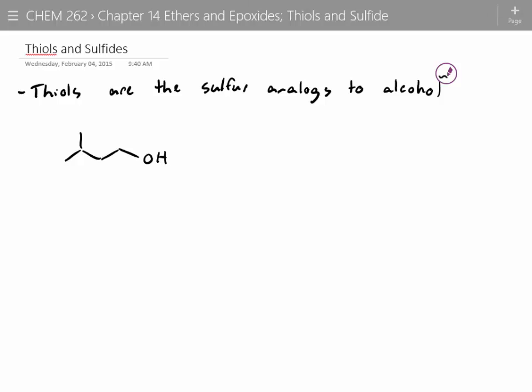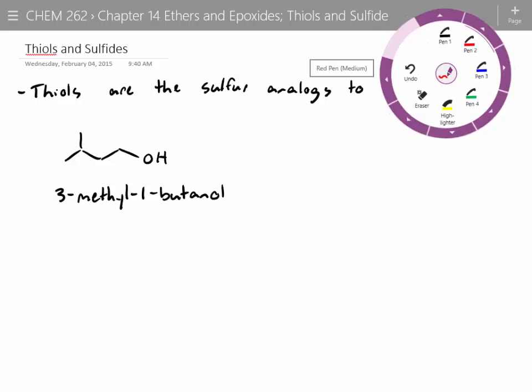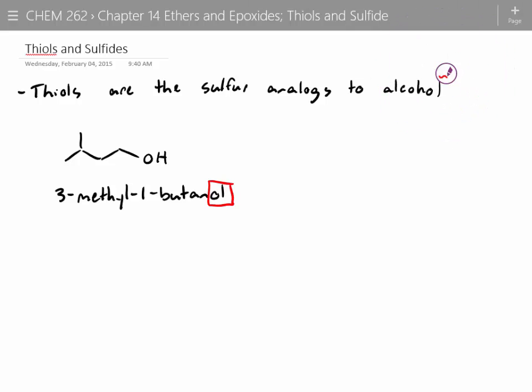If we look at this alcohol, what would it be called? It'd be 3-methyl, and in this case it'd be 1-butanol. And we know that it's an alcohol because we've got this suffix at the end, right, the OL.